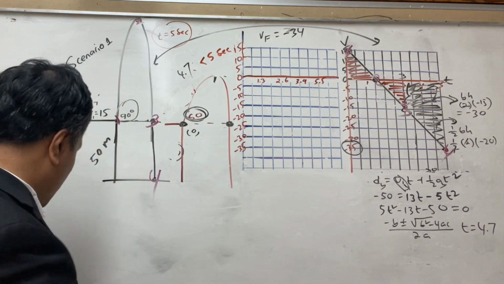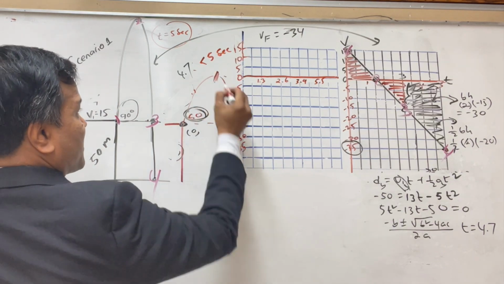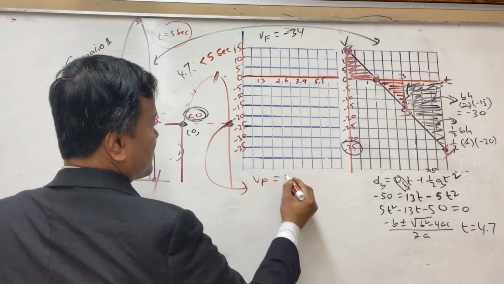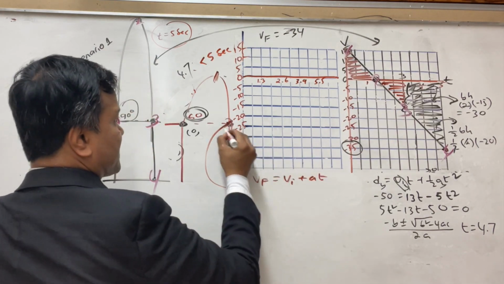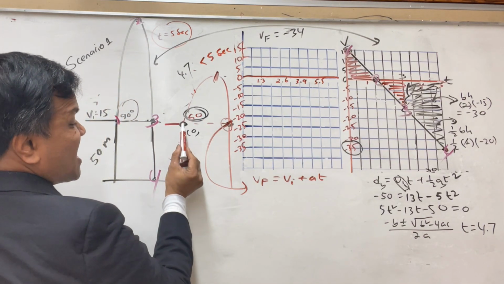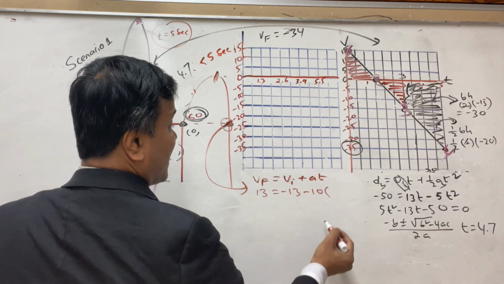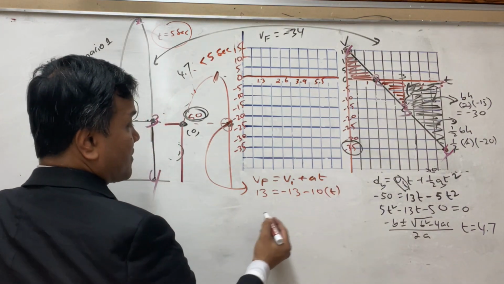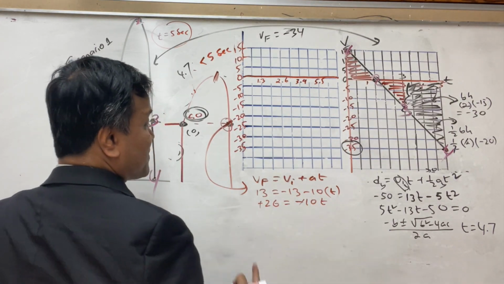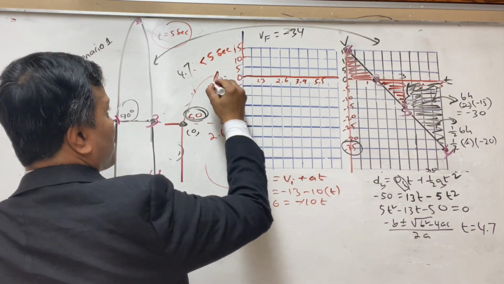Okay, that's enough. So let's find the time. Oh, we know the time over here. Let's find the time over here. Okay, so Vf is equal to Vi plus At. We're finding the time over here. So Vf is, of course, if this is 13, this is negative 13. So negative 13 is equal to 13 minus 10t. Okay, so negative 26 equals negative 10t. And then cancel, 2.6. Okay, so the time over here is 2.6, so this is 1.3.